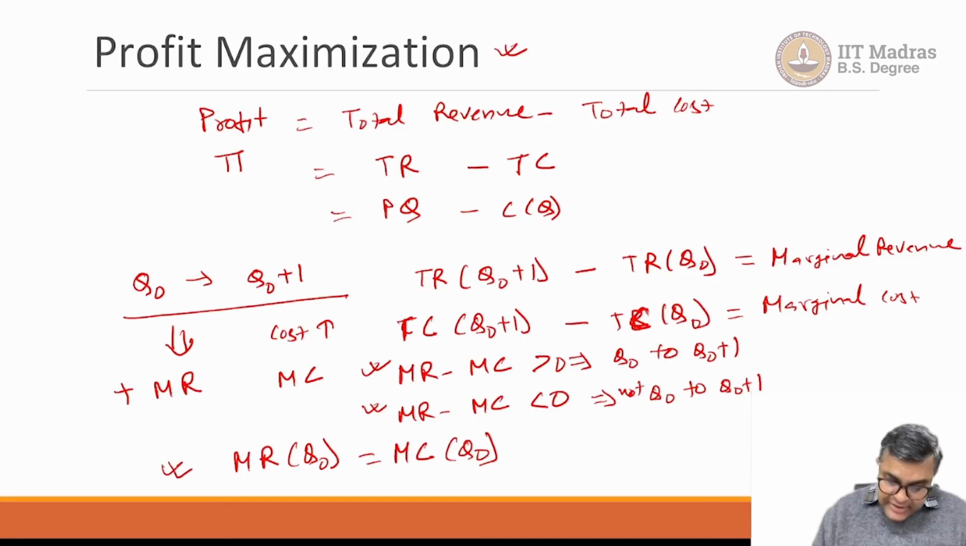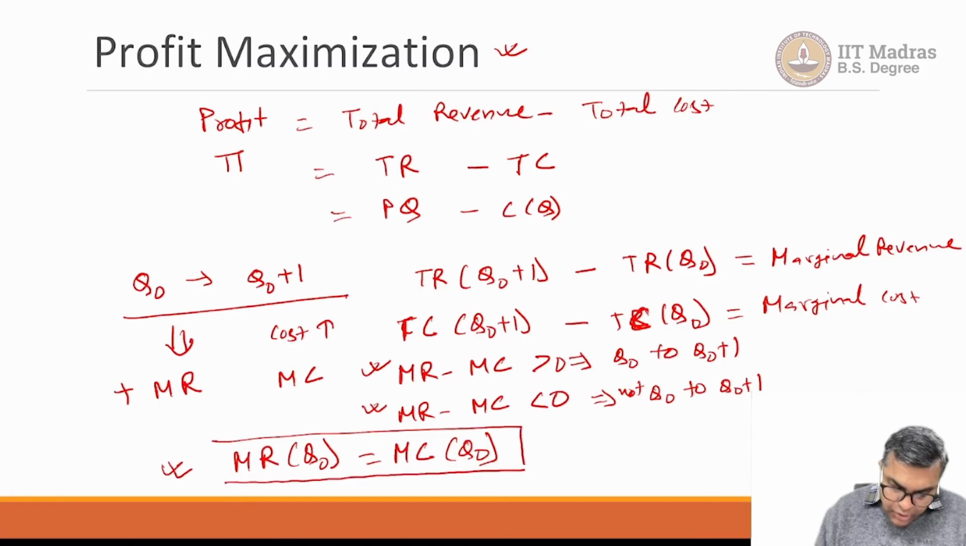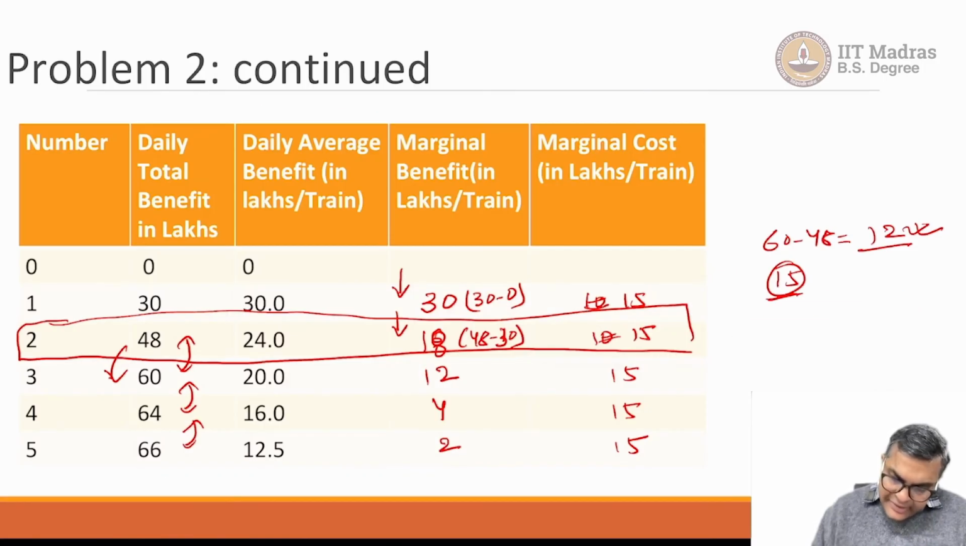One thing that you should understand: wherever MR at Q naught is equal to MC at Q naught, it doesn't mean that you are producing the optimal amount of output. It's the other way around. When you are producing the optimal amount of output, at that point marginal revenue is equal to marginal cost. Now you can tell me, going back, that at level 2 production, marginal revenue is 18, marginal cost is 15, they are not equal.